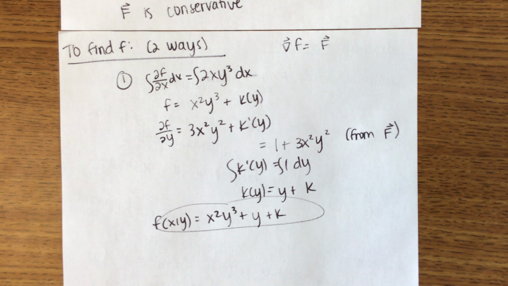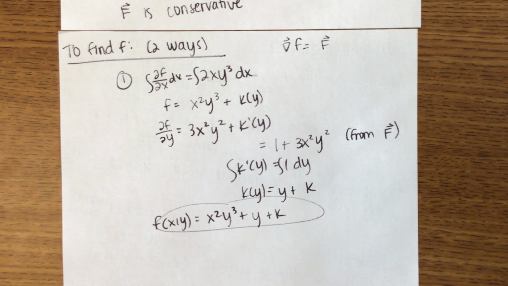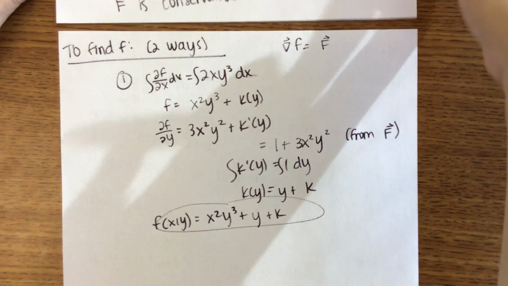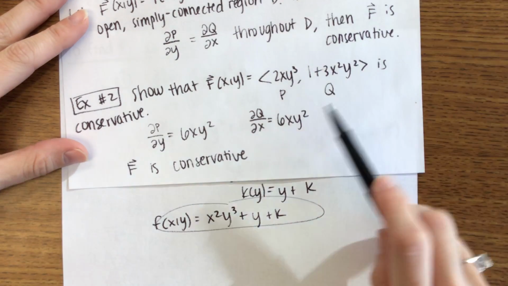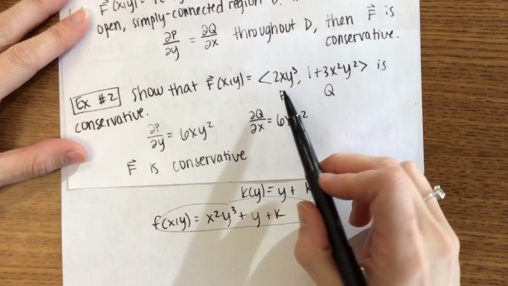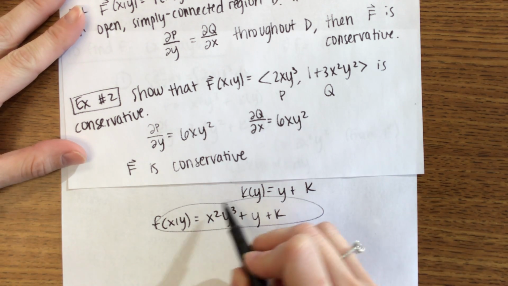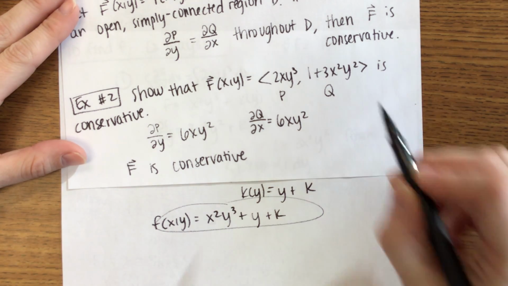A few things to chat about. First one, how can I verify that this is in fact the correct potential function? Find the gradient. Yeah, take the gradient and you should end up getting F. So take the derivative with respect to x, you get 2xy cubed. Take the derivative with respect to y, you get 1 plus 3x squared y squared, which is right there.